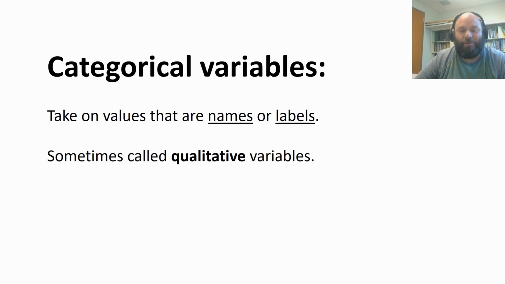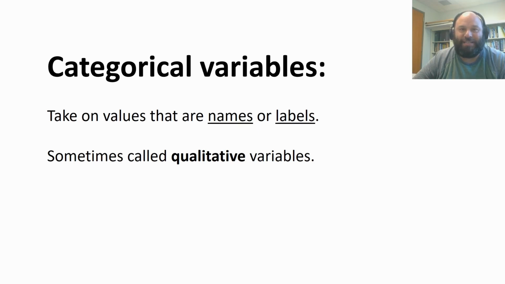Categorical variables, and when we say variables, we're just talking about what our data stand for. Think about it as a column in an Excel spreadsheet. Categorical variables are variables whose values represent names or labels. Right? They're in categories. Sometimes these are called qualitative variables. I like the term categorical because qualitative sounds a lot like quantitative, and so it's easy to get them mixed up. So categorical variables are what we're going to call them, and they represent different categories.